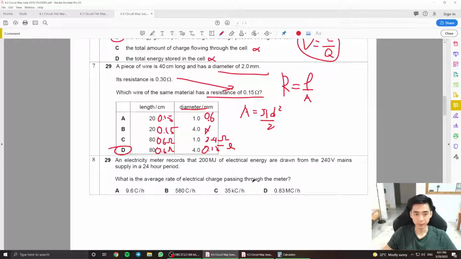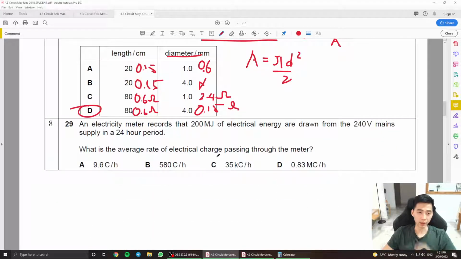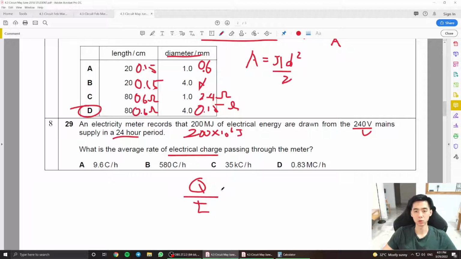Okay. Then an electric meter records 200 megajoules. Mega is how much? Times 10 to the power of 6 of electrical energy drawn from a 240 volts mains supply for a 24-hour period. Okay, what is the average rate of electric charge? Q over T, right? Rate is basically over time. Electric charge is Q, right? So Q over T here.